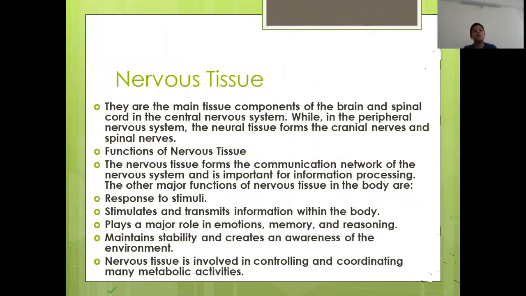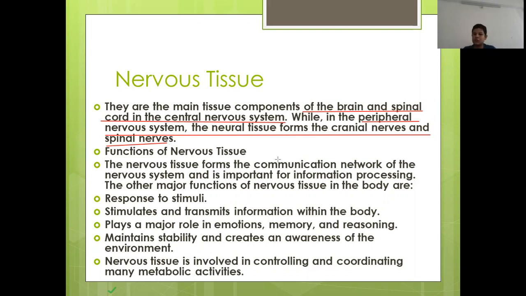Now let's talk about nervous tissue. Nervous tissue is the main tissue component of the brain and the spinal cord in the central nervous system. So the nervous system has two parts. One of them is the central nervous system, while in the peripheral nervous system the neural tissue forms the cranial nerves and spinal nerves. So there is the peripheral nervous system and there is the central nervous system.